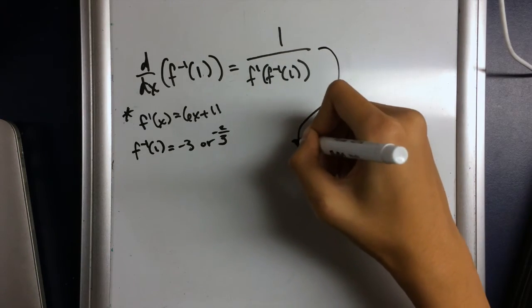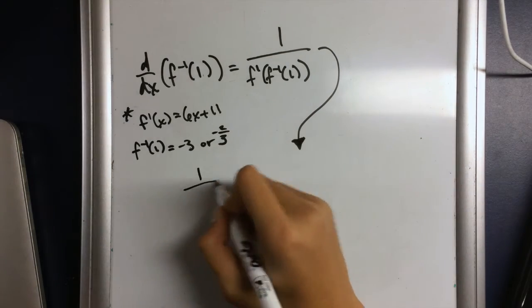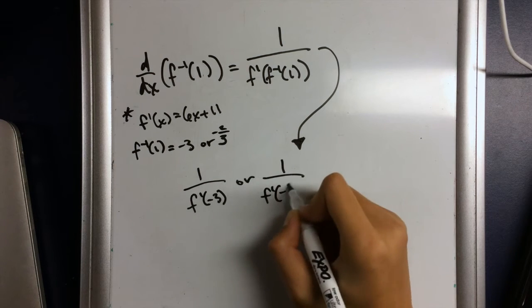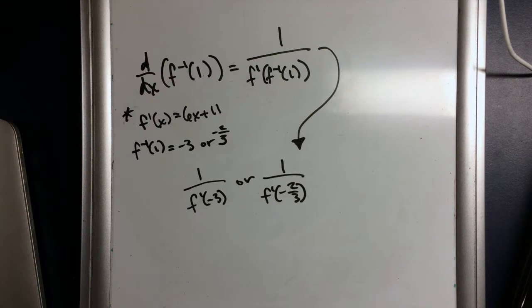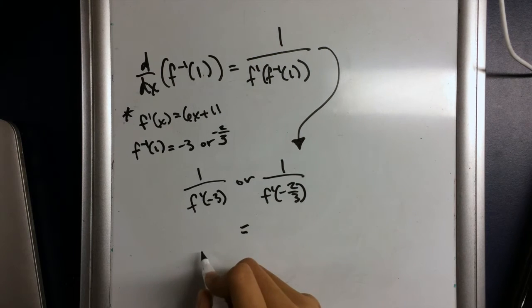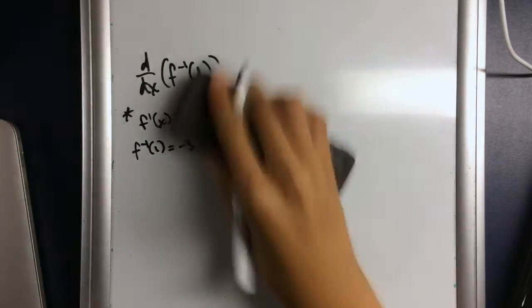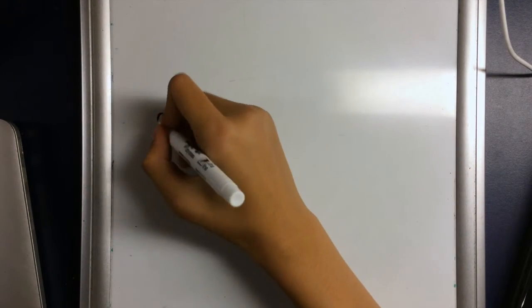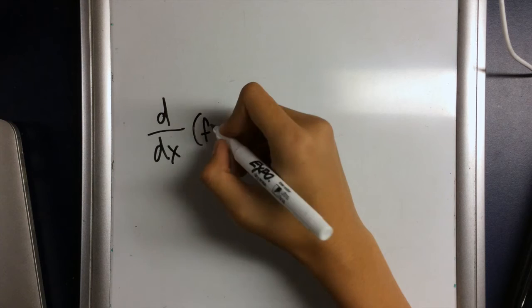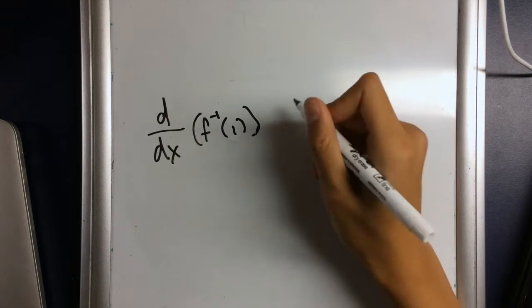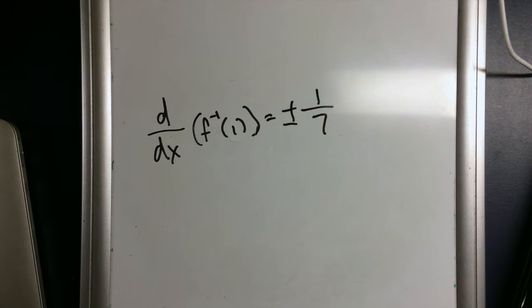Remember that the derivative of f of x is 6x plus 11, and the f inverse of 1 is negative 3 or negative 2/3. Now we can solve for 1 over f prime of negative 3 or 1 over f prime of negative 2/3, and we get plus or minus 1 over 7. And that is our inverse derivative when x is equal to 1 for the function of f of x is equal to 3x squared plus 11x plus 7.